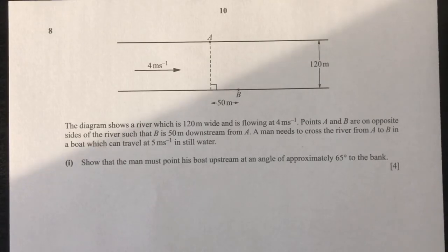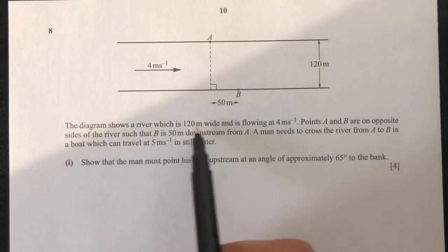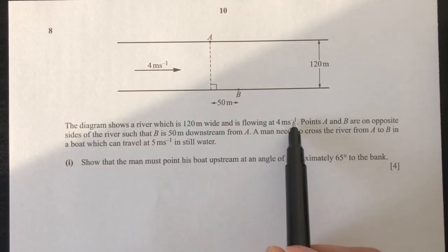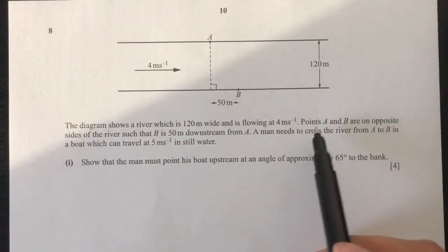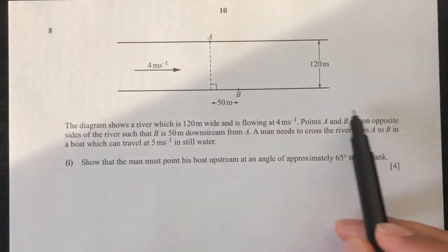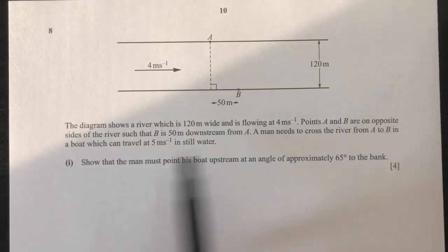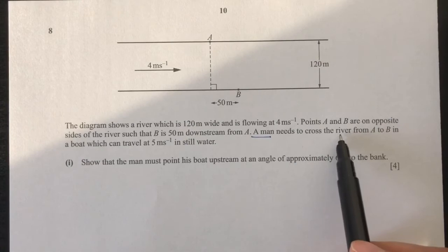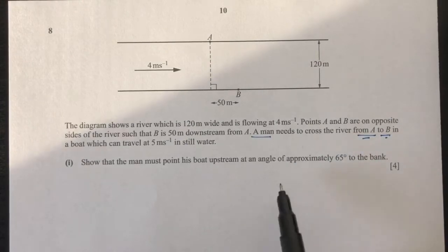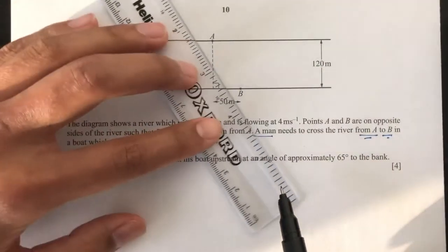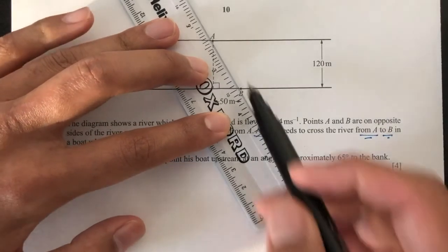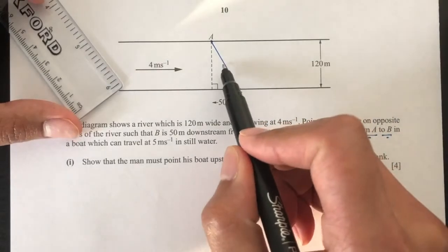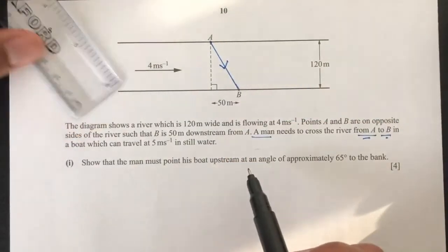Moving on to question number 8. So here we have a river which is 120 wide and flowing at v meters per second. That is the speed of the river. Now we have a point A here and a point B here on the side of the river banks. Now a man needs to cross the river from point A to point B. So the man needs to go from A to B. So let's join those 2 points to show the direction that he needs to go. So that is the direction from A to B.